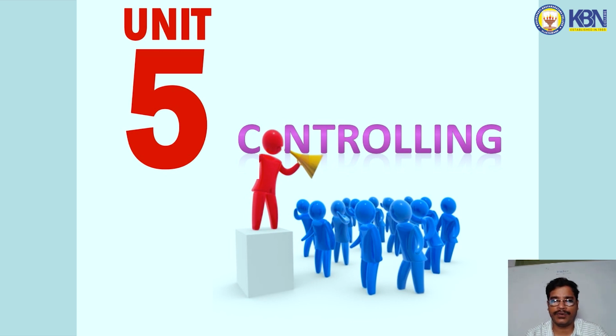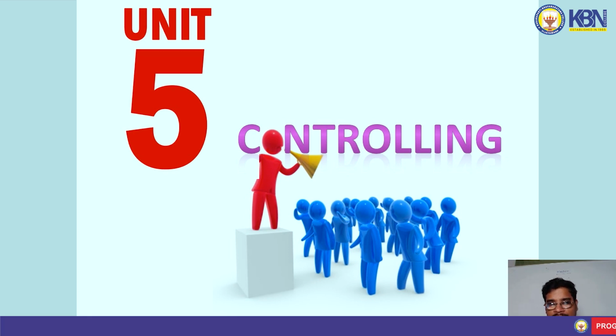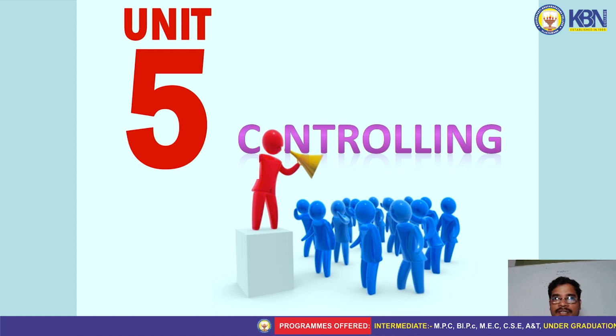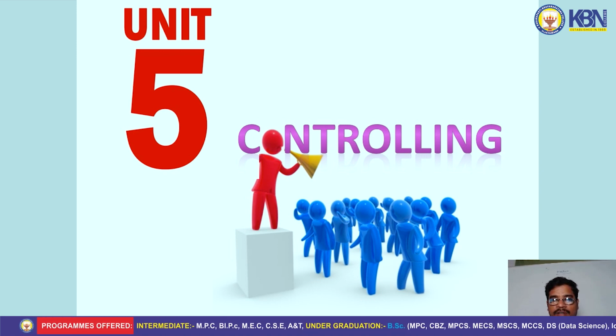As I already mentioned in the previous videos also, in the functions of management we have 6 major functions, starting with planning, organizing, staffing, directing, coordinating and controlling. These are the 6 major functions of management where every manager has to concentrate and be involved in executing these functions. We have covered the first 4 to 5 functions in the first 4 units, and now today let us talk about controlling.